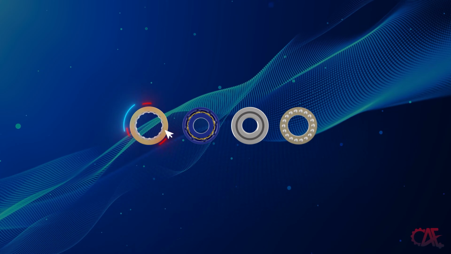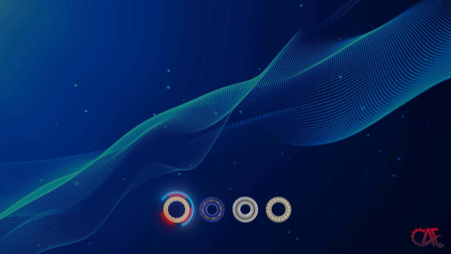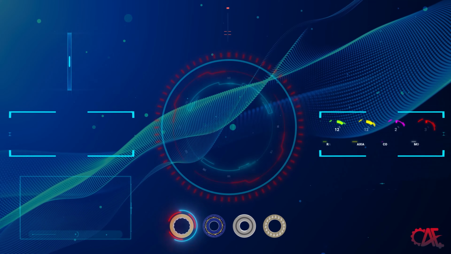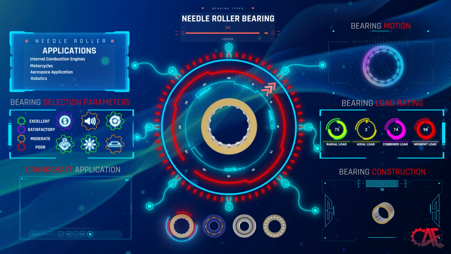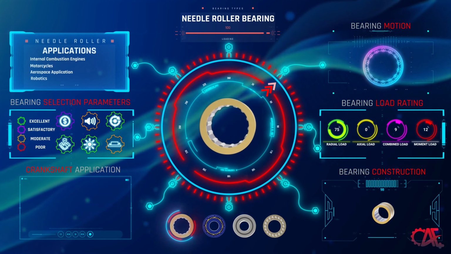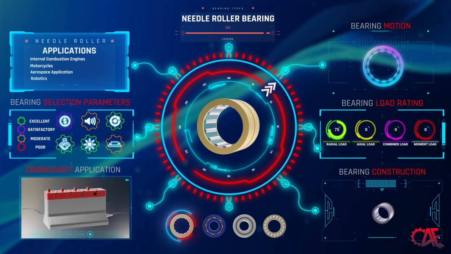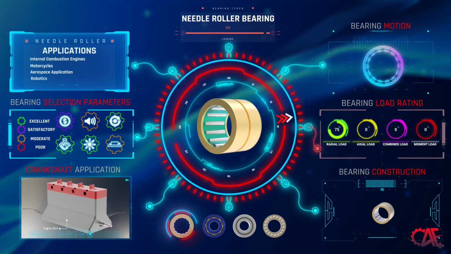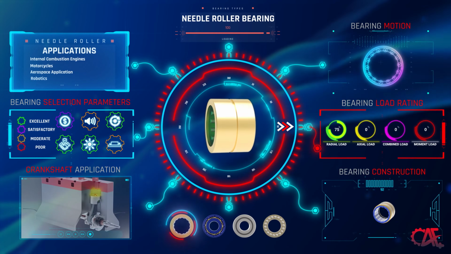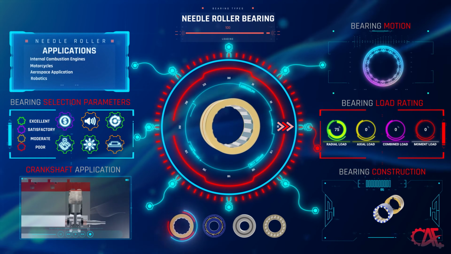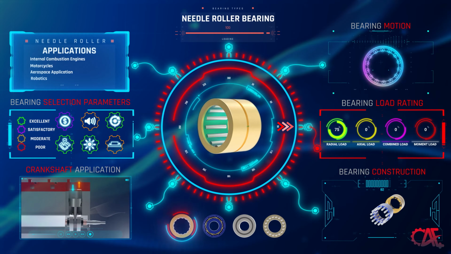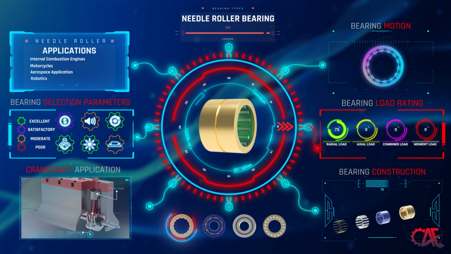Let's begin by exploring our first bearing type, the needle roller bearing. Needle roller bearings are uniquely shaped to fulfill specific purposes. They utilize elongated cylindrical rollers to minimize friction between rotating parts. In terms of load type handling, they excel at supporting radial loads but are not designed to endure axial loads. Consequently, they're not suitable for withstanding combined loads and moment forces.